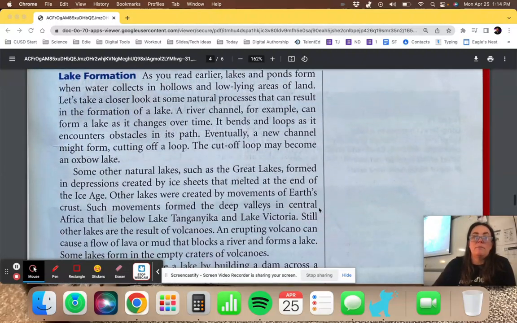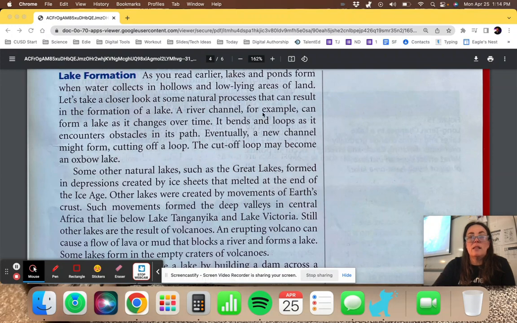Lake formation. As you read earlier, lakes and ponds form when water collects in hollows and low-lying areas of land. Let's take a closer look at some natural processes that can result in the formation of a lake. A river channel, the bed of a river where the water flows through, can form a lake as it changes over time. It bends and loops as it encounters obstacles in its path. Eventually, a new channel might form, cutting off a loop. The cutoff loop may be an oxbow lake.